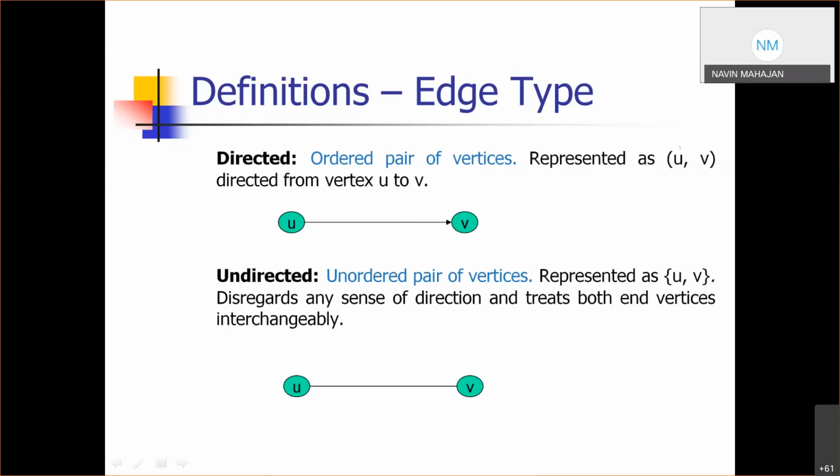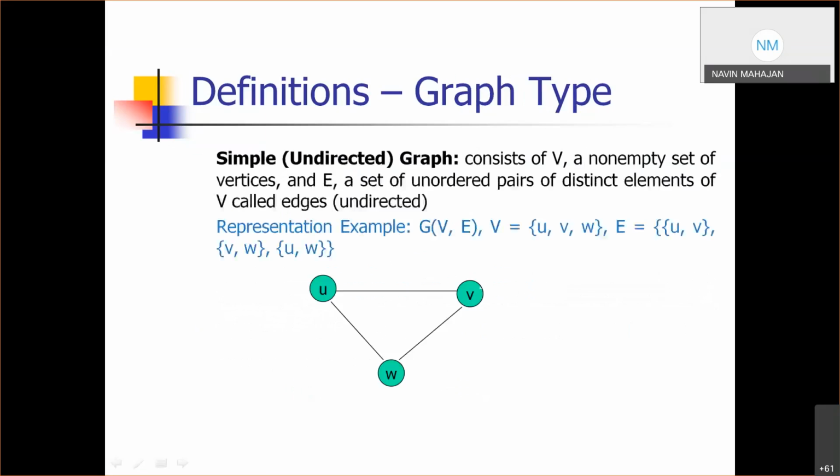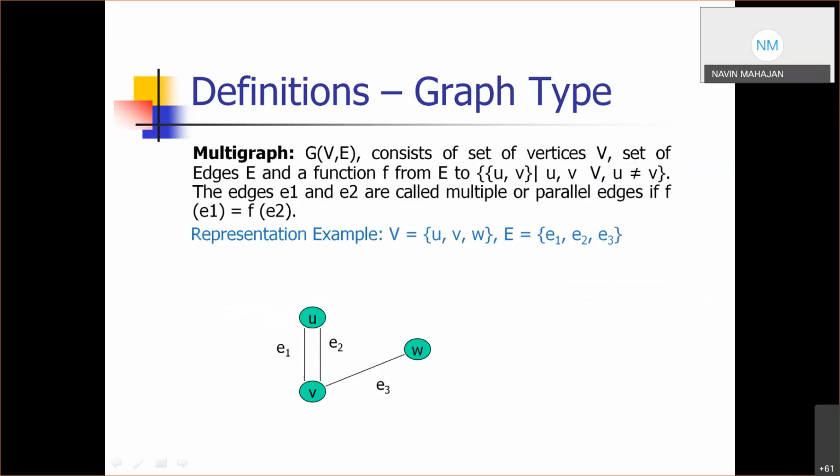You can see this is in simple brackets, U comma V, an ordered pair from U to V. Whereas in an undirected graph, we have an unordered pair of vertices represented as U comma V. This disregards any sense of direction and treats both end vertices alike. So I can write the edge as U comma V or V comma U in an undirected graph. What is a loop? If I have an edge from the same vertex to the same vertex, that is called a loop. What about multiple edges? You can see U1 and U2: there are two different edges between two vertices.